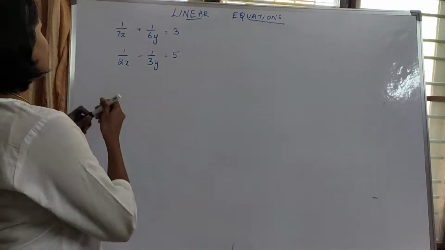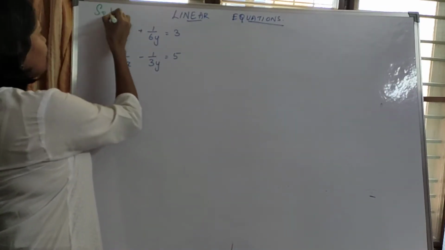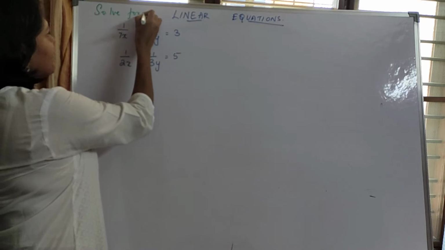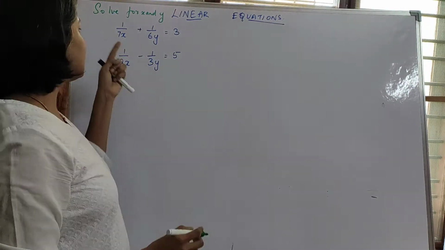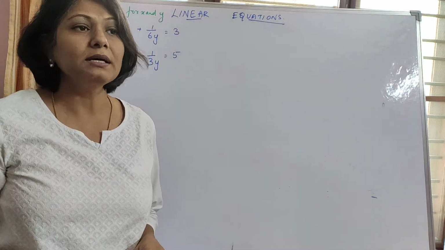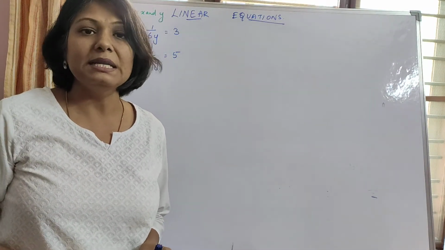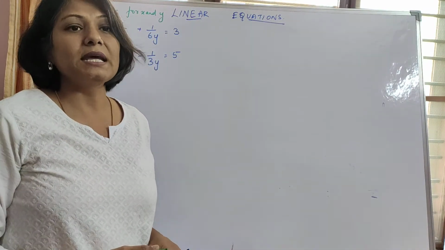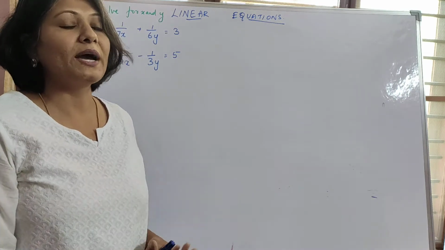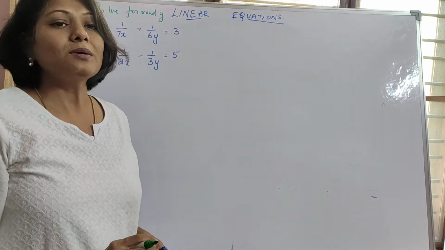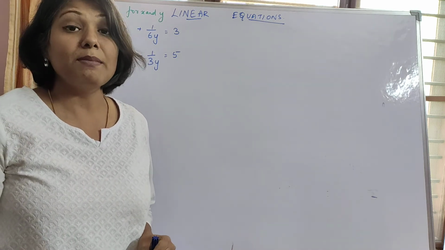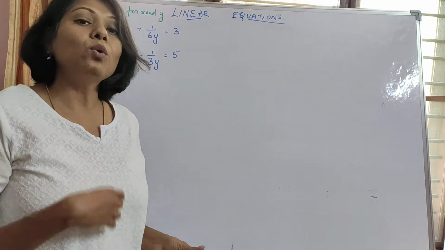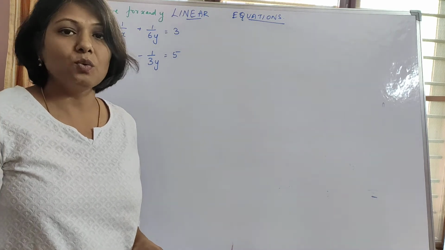Then again, what's very important is the question: solve for x and y. That is, find the value of x and find the value of y. When x and y are in the denominator, this will not be a linear equation. Its degree is not 1. You cannot have x and y in the denominator. So in such cases, what are we going to do? These are equations which can be manipulated to become linear equations in two variables.